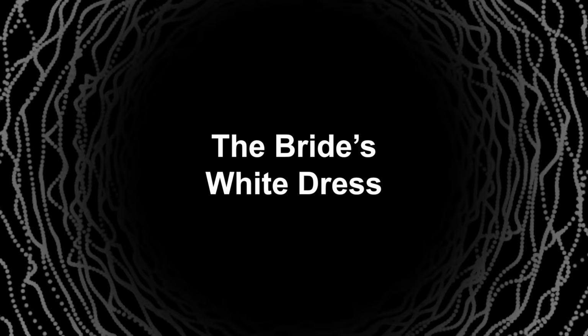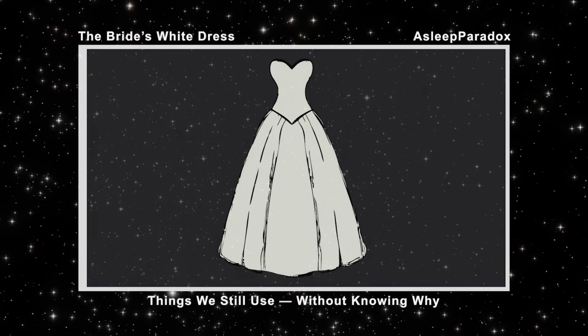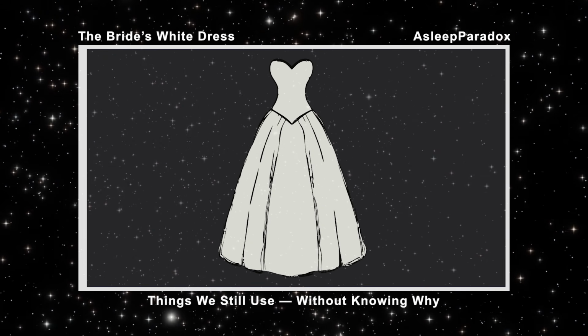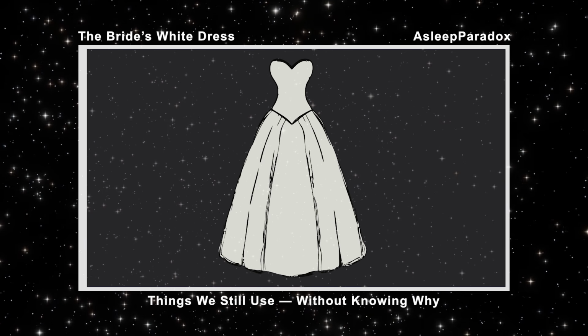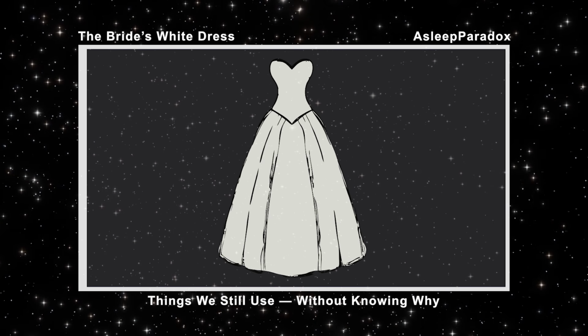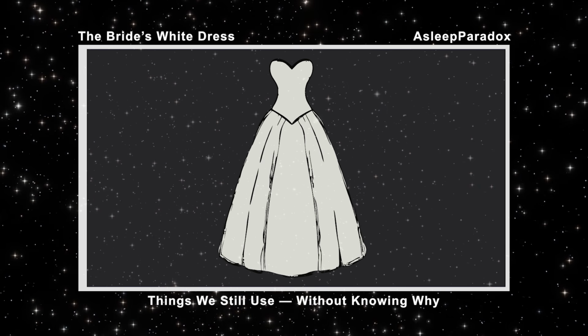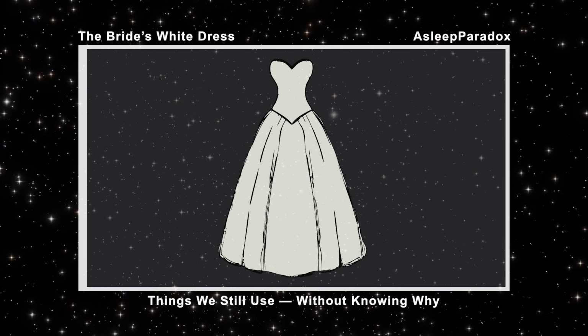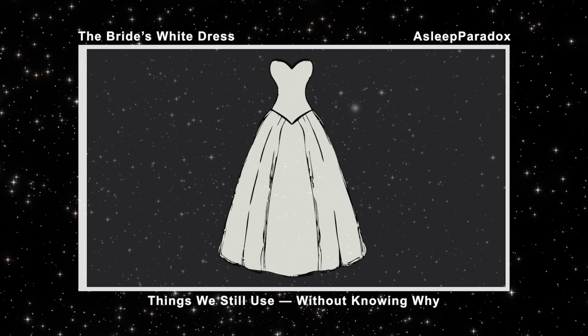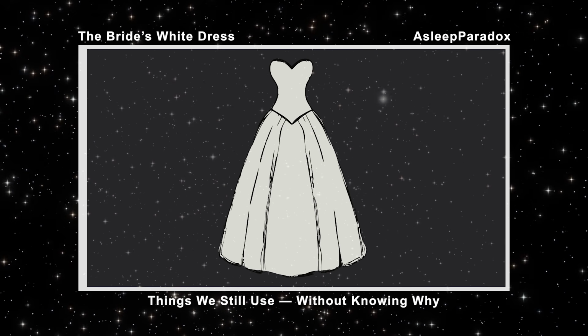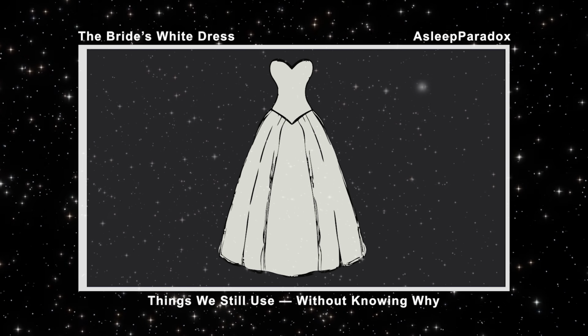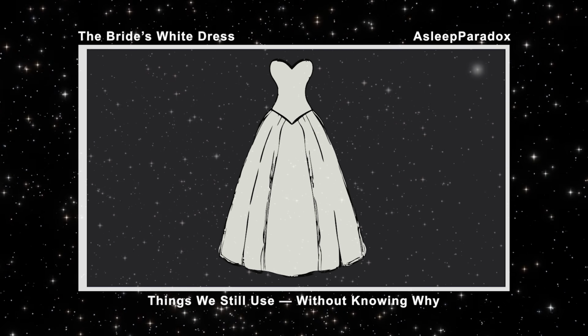The bride's white dress. The white wedding dress is widely perceived as an ancient symbol of purity and tradition. In much of the Western world, it feels timeless, almost inseparable from the image of marriage itself. Yet the dominance of white bridal gowns is a relatively modern development, shaped less by sacred ritual than by fashion, royal influence, and social signaling.